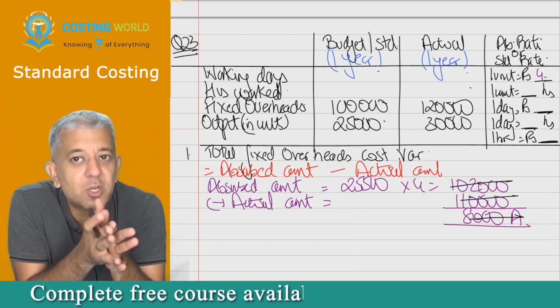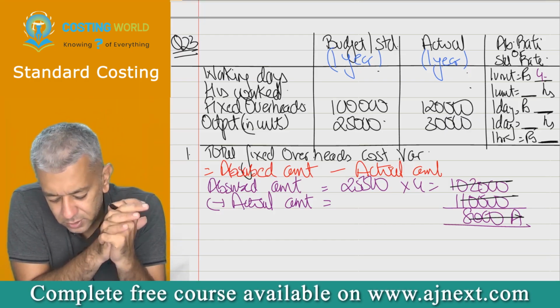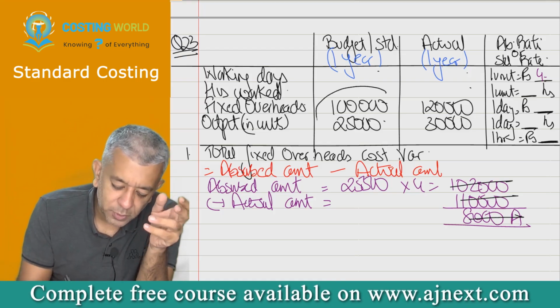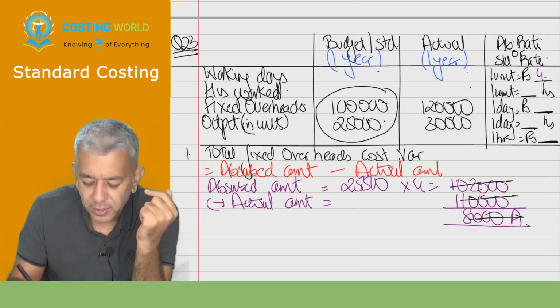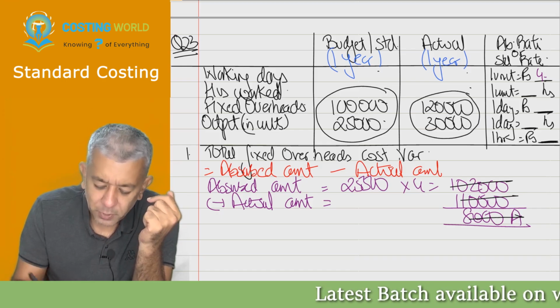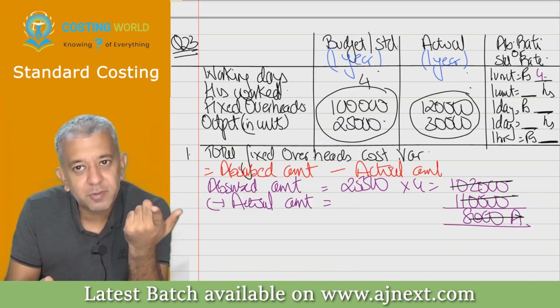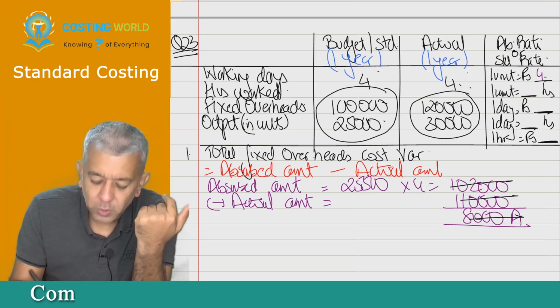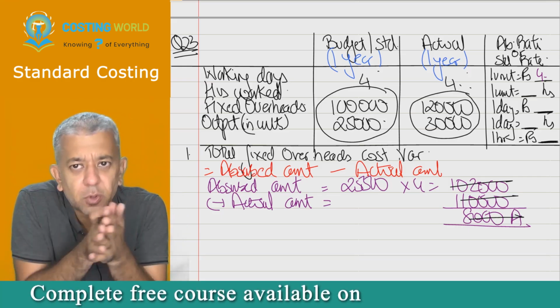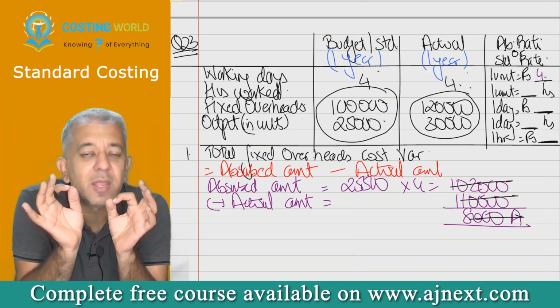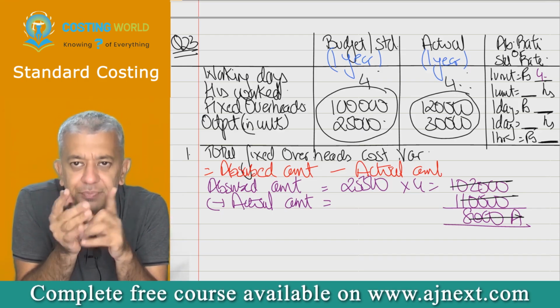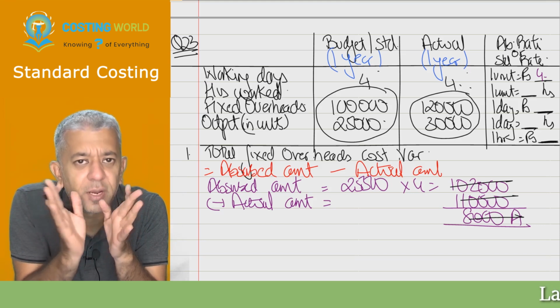Absorption rate is equal to actual rate. So what is absorption rate? BOH upon BLA. Sir, what is actual rate? Actual overheads upon actual level of activity. Obviously, absorption rate should have been 4. And actual rate was 4 per unit only. That is one and only one single reason why your under and over absorption can be 0.